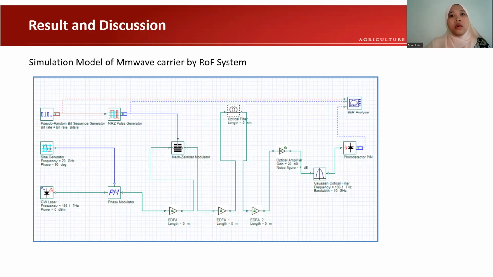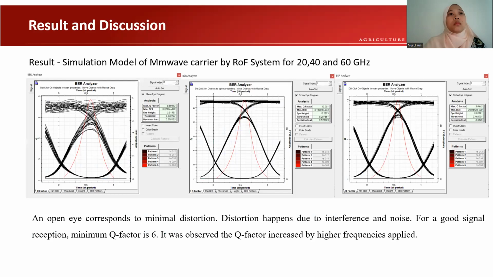And then an optical amplifier, and then I filtered the link using a Gaussian optical filter, and the filtered output is fed to a PIN photodetector. So the optical signal is converted to an electrical signal and the output is obtained.